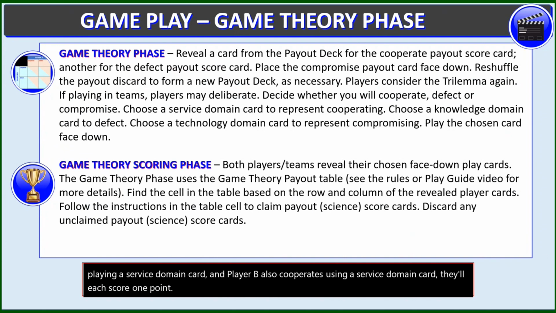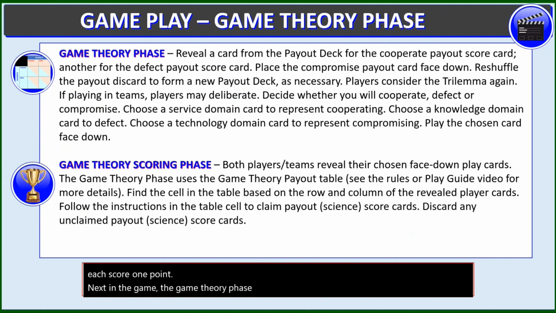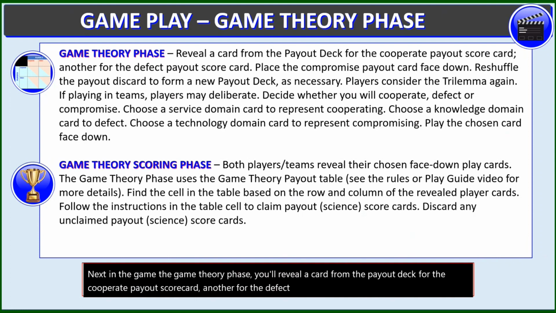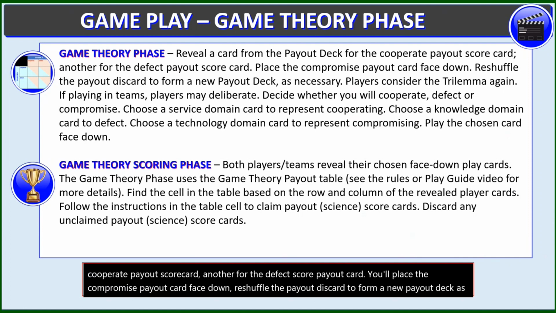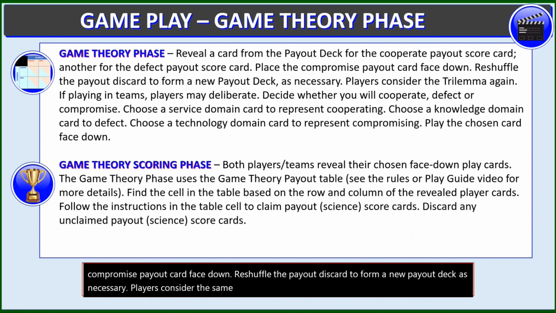Next, in the game theory phase, you'll reveal a card from the payout deck for the cooperate payout scorecard, another for the defect score payout card. You'll place the compromise payout card face down, reshuffle the payout discard to form a new payout deck as necessary. Players consider the same trilemma that they did in the trilemma phase again.